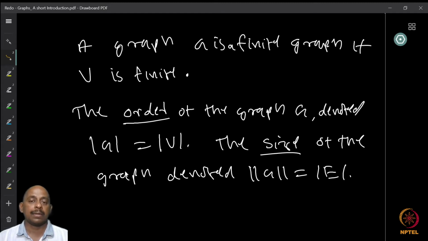Now, what we usually use to denote the order of the graph is the graph name within two horizontal bars, which is called the order of the graph. Now, the size of the graph, on the other hand, is the number of edges of the graph, which is denoted by the symbol norm of G, or the size of G. It is not the norm; in this context, we will use it as size. So the size of the graph is always the number of edges, and the order of the graph is its number of vertices.